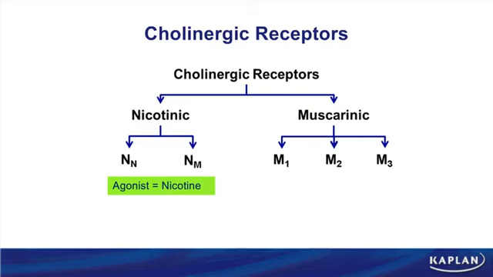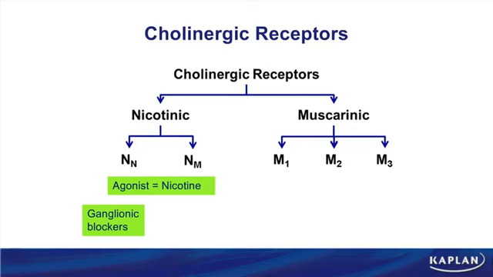But what about an antagonist specific for N sub N receptors? Ask yourself this question: where's that receptor found? N sub N receptors are found on the ganglia, so what would you call that type of drug that blocks that receptor? That's right, ganglionic blockers.